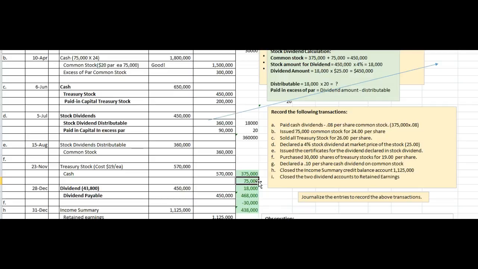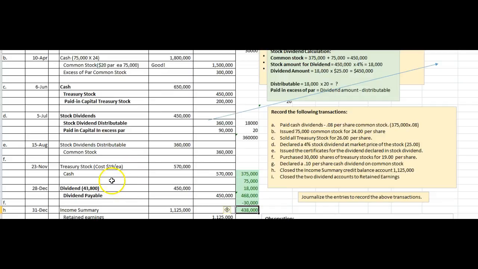We distributed 18,000 from the stock dividend. Then that added up to 468. And then finally, we purchased 30,000 of those back. So we had to subtract that for the amount out. So we have 438,000 shares of stock available for this dividend.